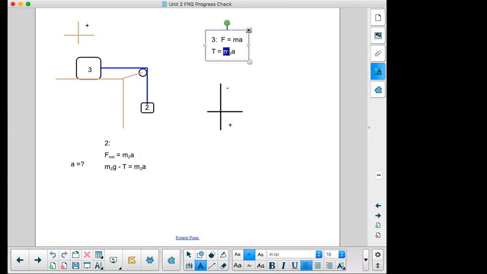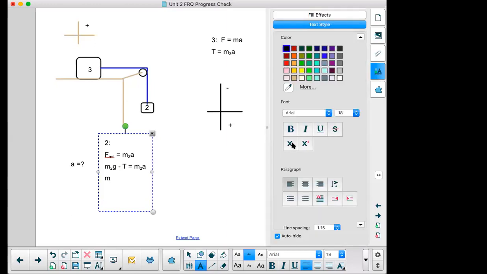What is tension? It's M3A. Okay, so I'm going to rewrite this equation right here. I'm going to put tension in there. I'm going to say M2G minus tension. What's tension? M3A equals M2A. Right? And then I can add this one over and collect my A's.